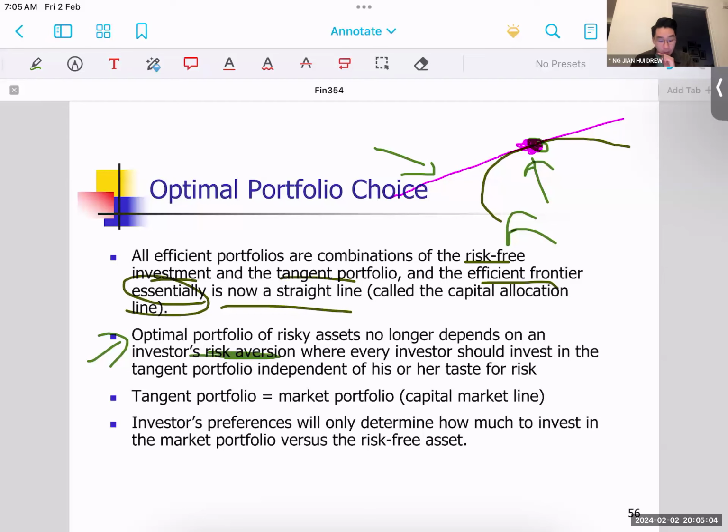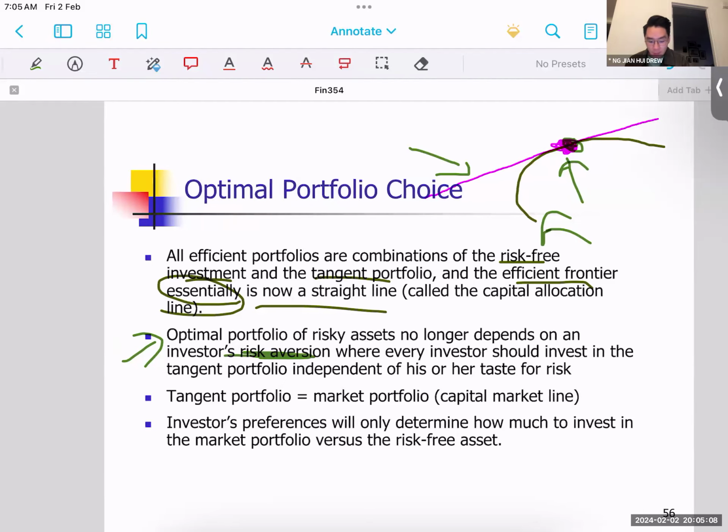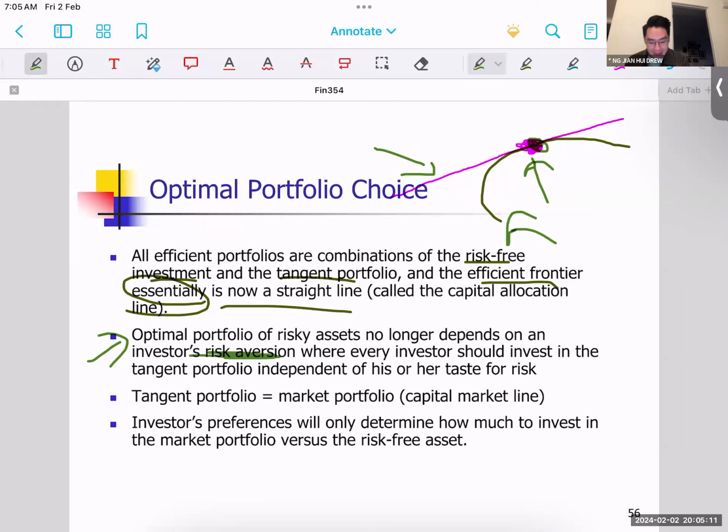So the tangent portfolio, remember what's a tangent portfolio? The tangent portfolio is the portfolio given by this dot here, where the line touches the curve. This is called the tangent portfolio, which equals the market portfolio. It means the market portfolio.